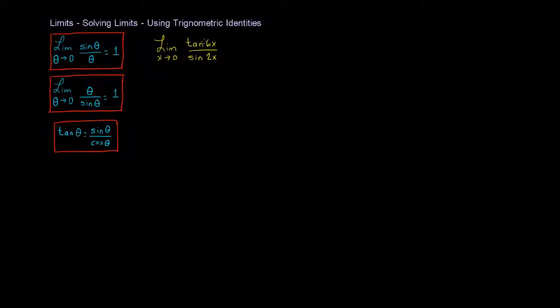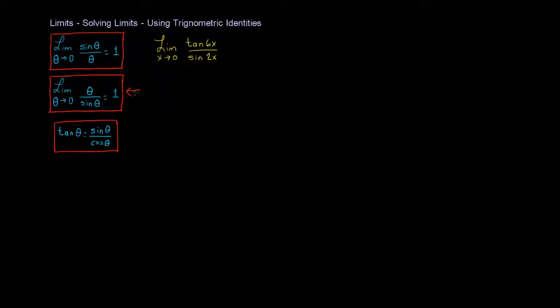Hi, in this video I'm going to solve this super nice limit that I have in yellow, which is the limit when x approaches 0 of tangent of 6 times x over sine of 2 times x. In order to solve it, I'm going to use this identity which we used in the previous video, and I'm adding a couple of two identities.